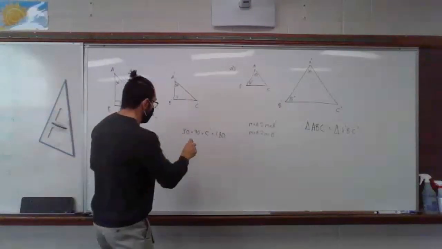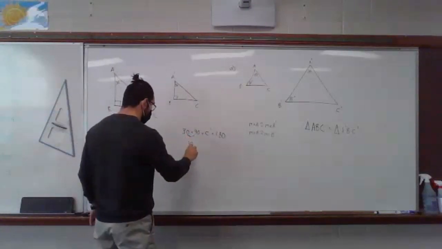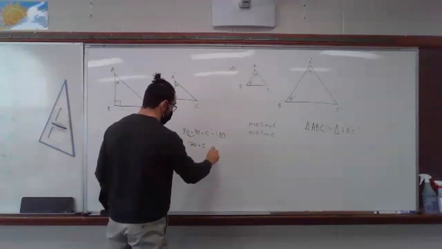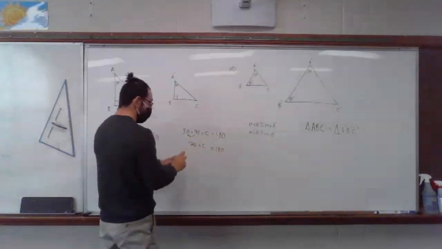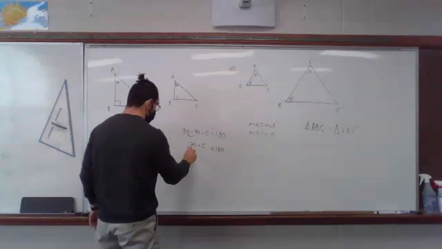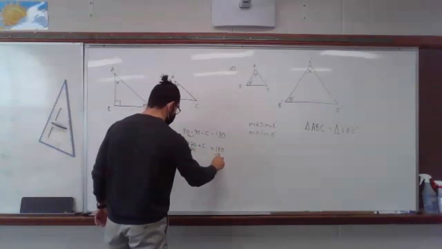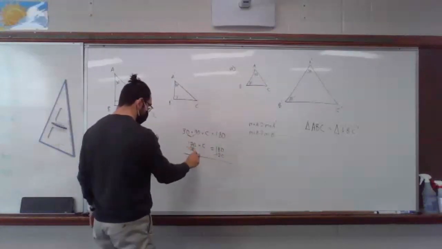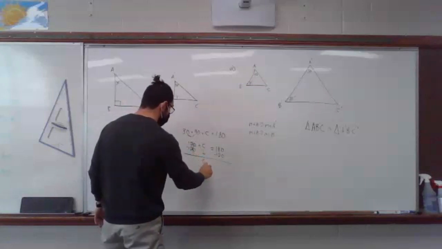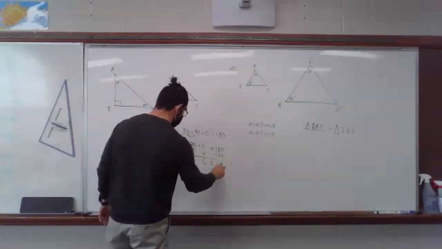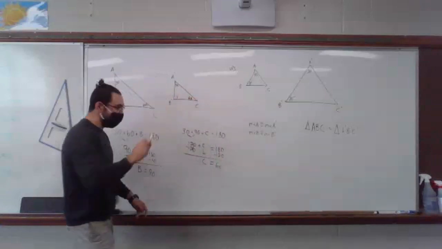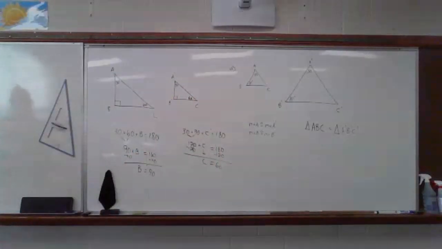Okay. Over here, 30 plus 90 is 120 plus C, because I combine like terms on the same side. Then I use my inverse operation. The inverse of addition is subtraction. 120 minus 120 is 0. C comes down. That leaves me with C equaling 60. Do I now have enough information, Leah, to say that they're similar? Yeah, because of what?